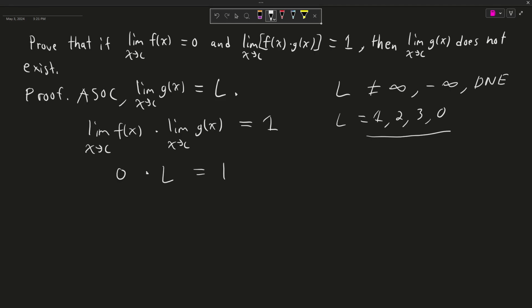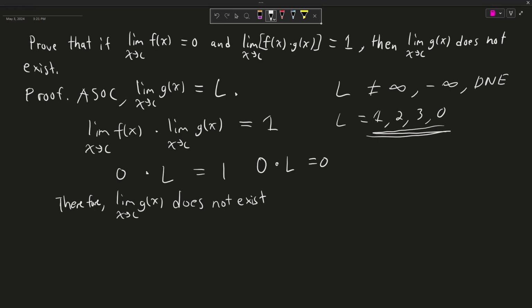So since we assume that this existed, and we know that numbers like these with a finite limit existing cannot give you 1, therefore it must be the case that the limit as x approaches c of g of x does not exist for this reason right here. We've seen a contradiction, and the contradiction that we see here is that 0 times something is going to give you 0, but that must equal 1, which is just not the case. That just doesn't work that way.